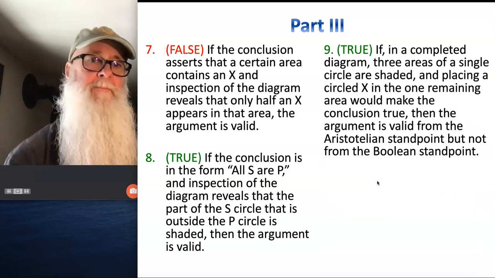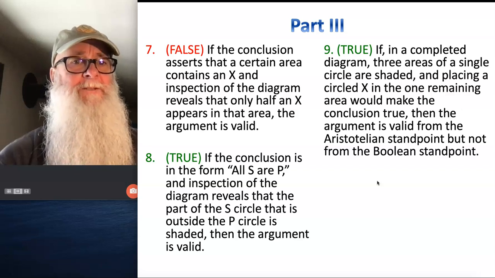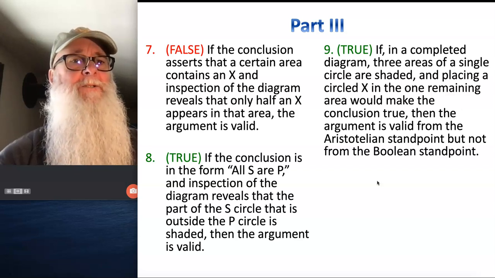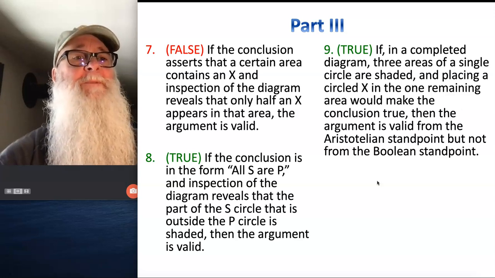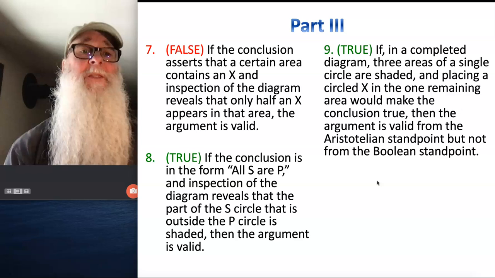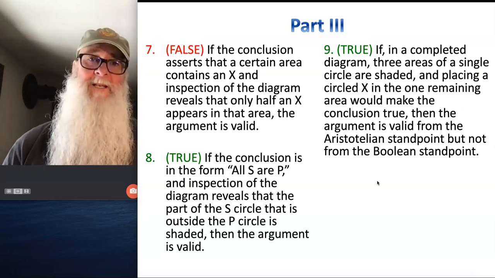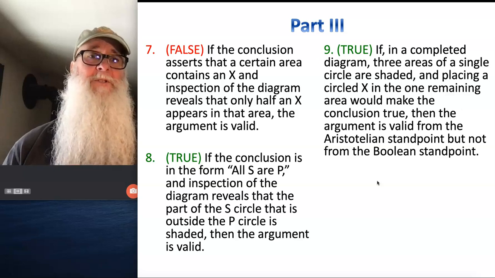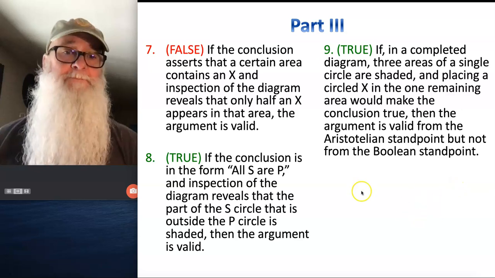Number 9, if, in a completed diagram, 3 areas of a single circle are shaded, and placing a circled X in the one remaining area would make the conclusion true, then the argument is valid from the Aristotelian standpoint, but not the Boolean standpoint. Yes, we use plain X's to mark premise statements that start with the word some, and we use the circled X when operating from the Aristotelian standpoint only.